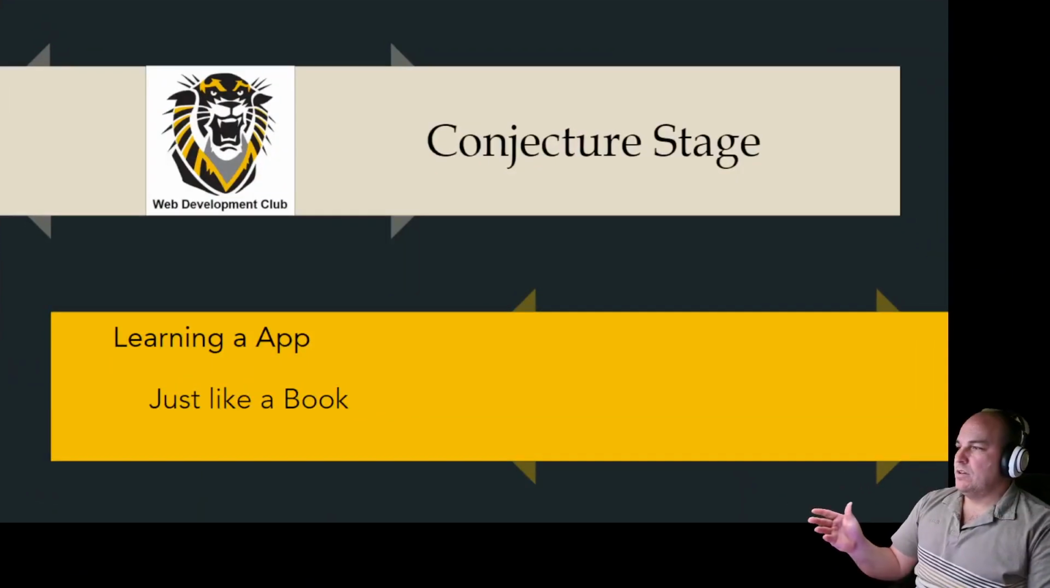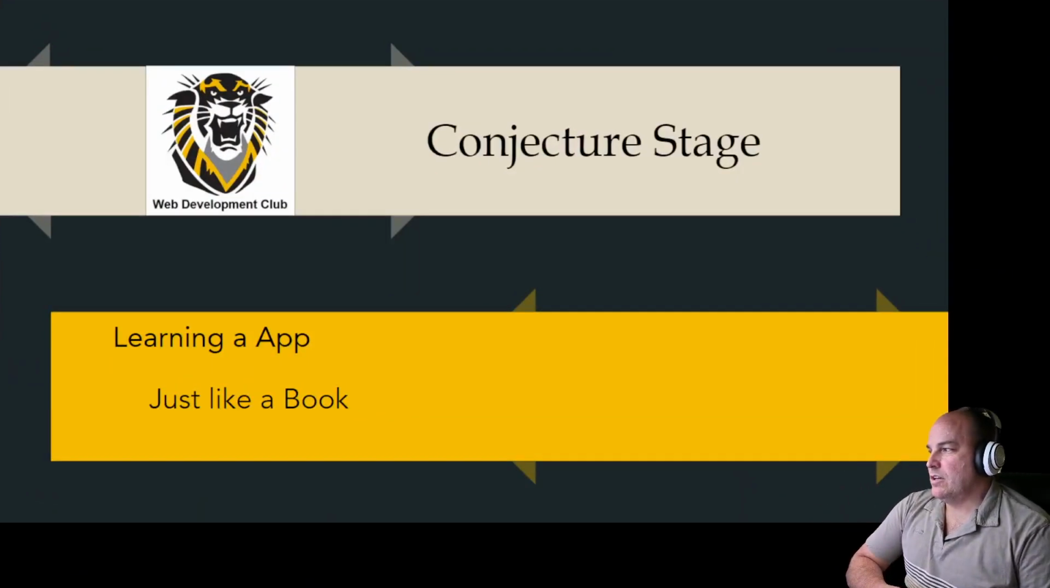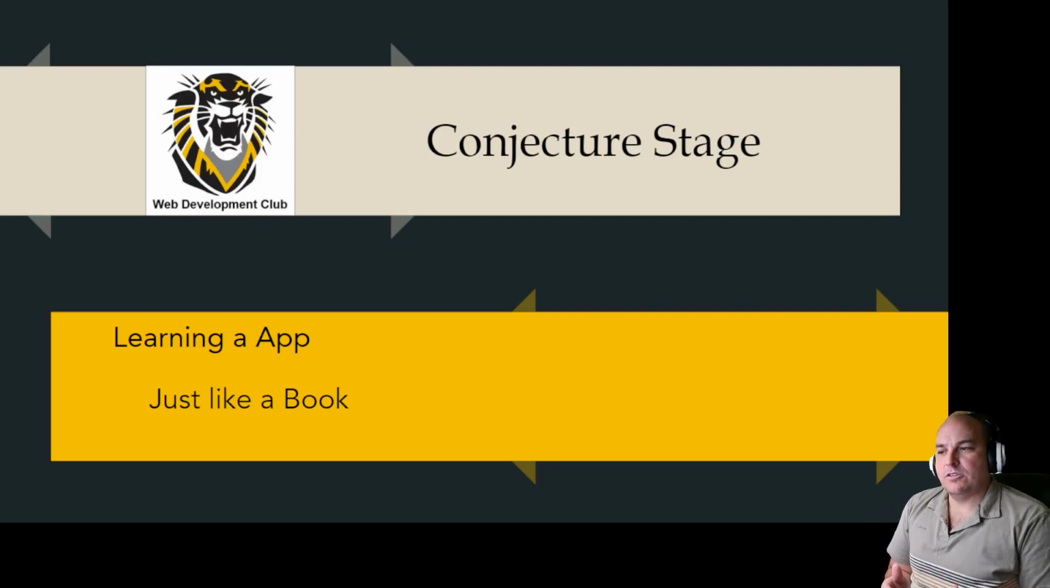And so during the conjecture stage, learning, I've realized, especially an app, is like starting a book. And just like a book, I often think that you start by looking at it from top to bottom and left to right. And reading through that application just like a book helps me to understand and test each feature.